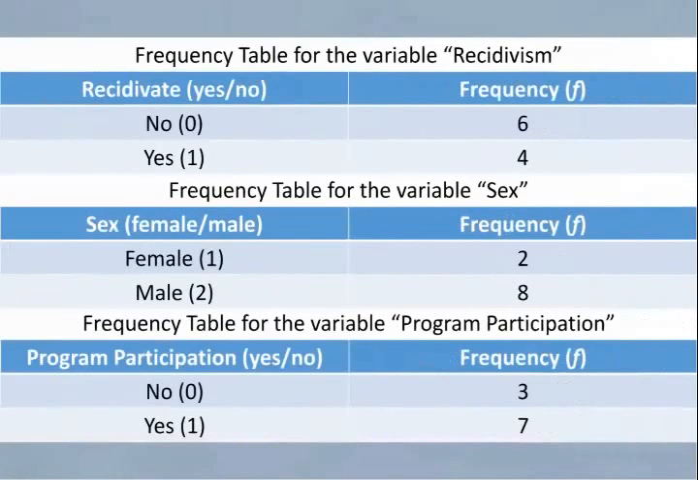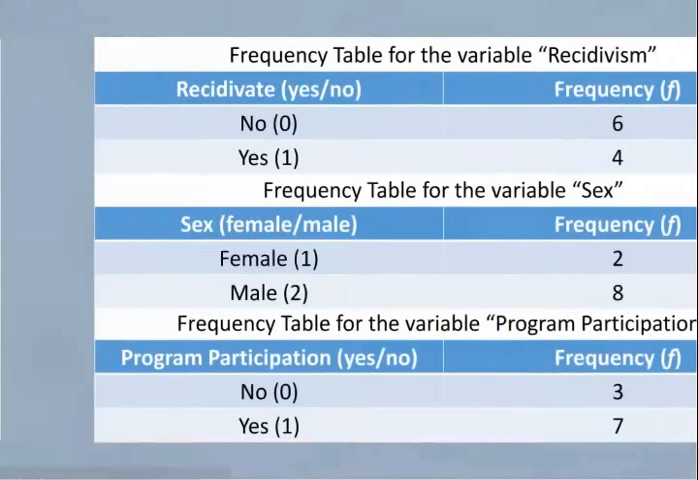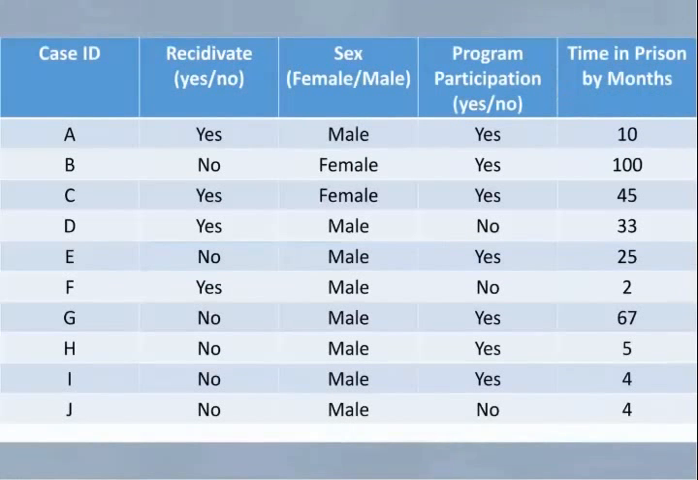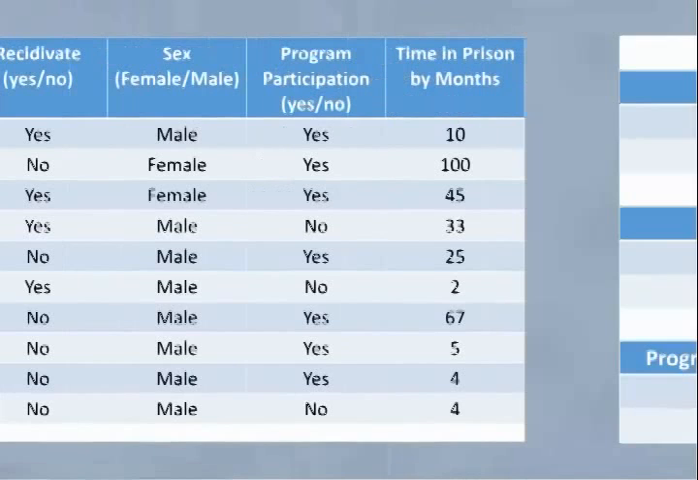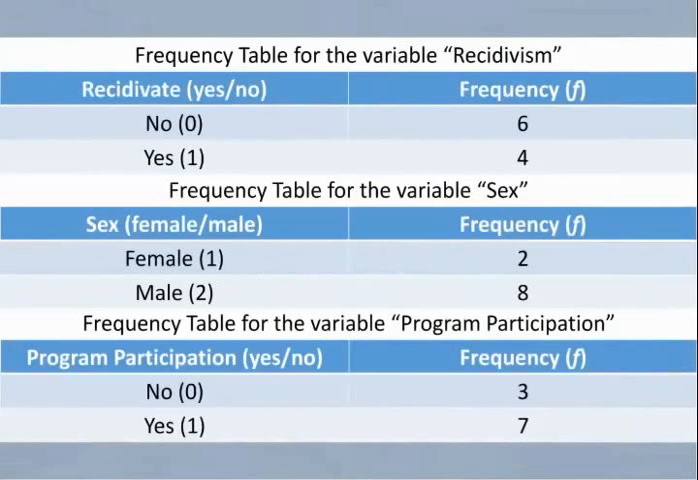So what we can do, and we'll focus on the first 3 variables here: recidivate, sex, and program participation, is take that information and create frequency tables for it. At the top here you see a frequency table for the variable recidivism, where whether or not the person recidivated is on the left. Those are the 2 categories, no or yes, and then the frequency. We can see that 6 people did not recidivate and 4 people recidivated.